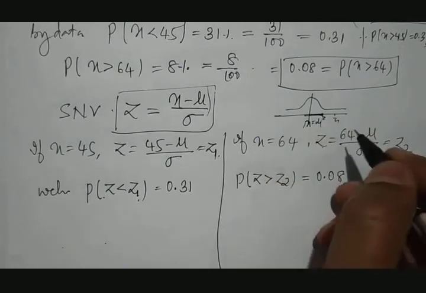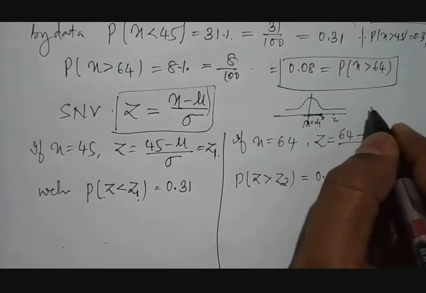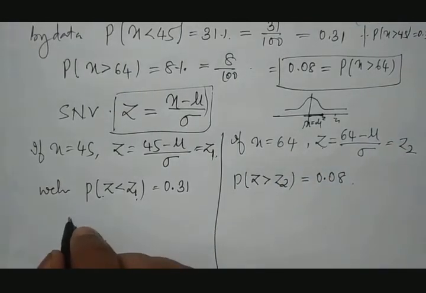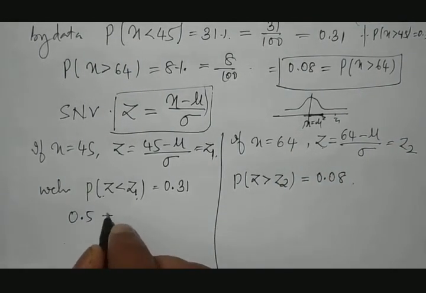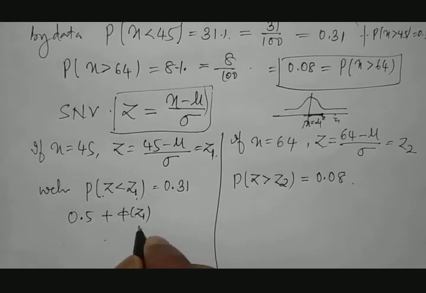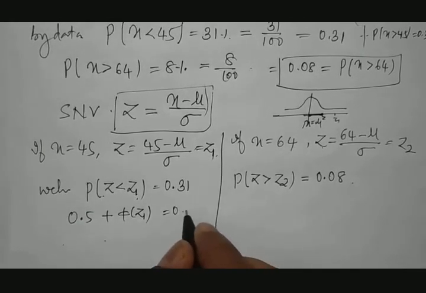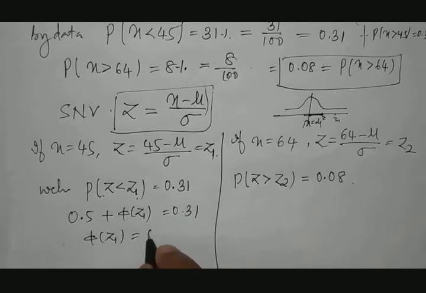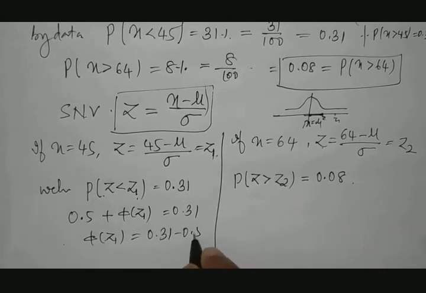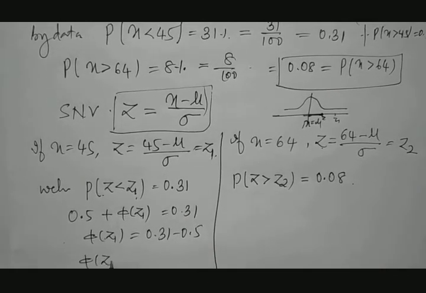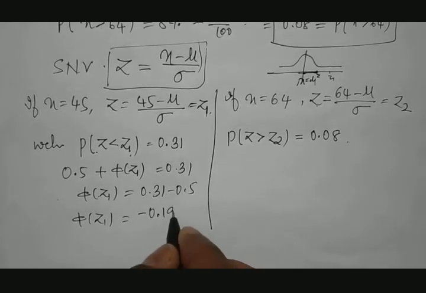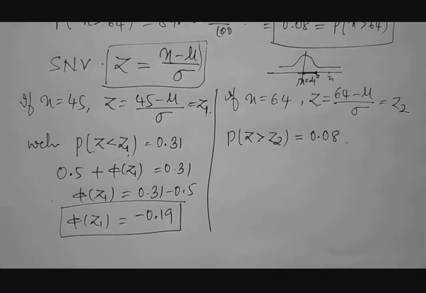This calculation is what? So we take the overall calculation from here to here, then that will be added. Therefore, we take it as 0.5 plus pi of z1 is equal to 0.31. Then pi of z1 is equal to, taking it to the other side, 0.31 minus 0.5. Therefore, pi of z1 is equal to minus 0.19. Clear?